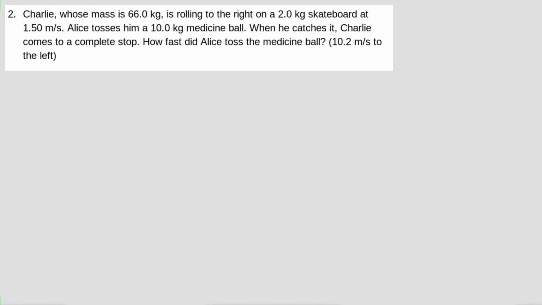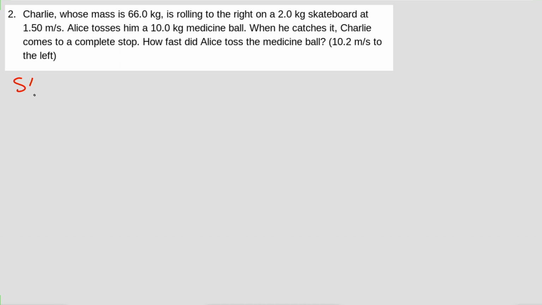This time we're doing homework 4, problem 2. Charlie, whose mass is 66 kilograms, is rolling to the right on a 2-kilogram skateboard at 1.50 meters per second. Alice tosses him a 10-kilogram medicine ball. If you're not familiar with a medicine ball, that's one of those big, heavy exercise balls. So it's basically just a big, heavy object she's going to throw to him. When he catches it, Charlie comes to a complete stop. So how fast did Alice toss the medicine ball?